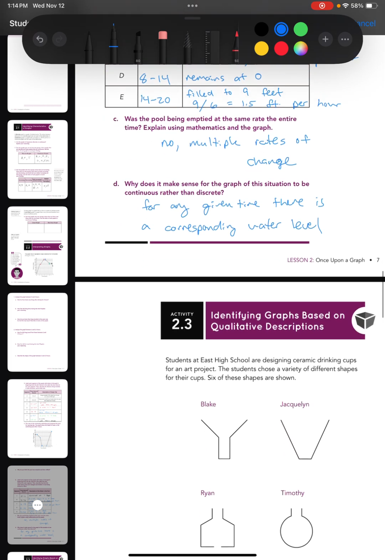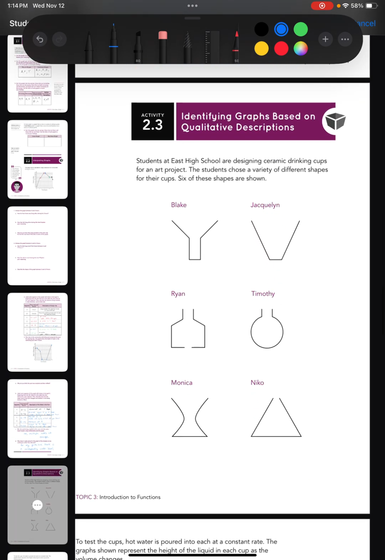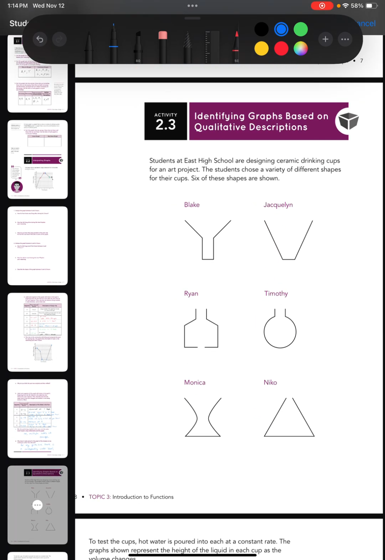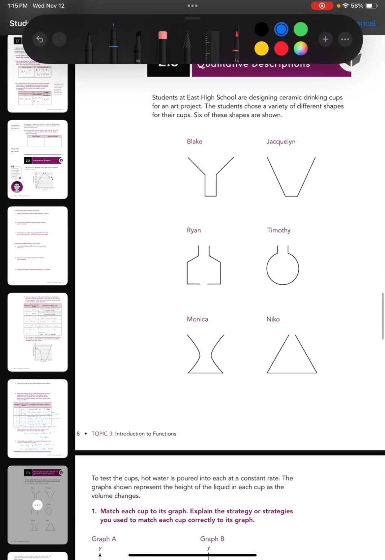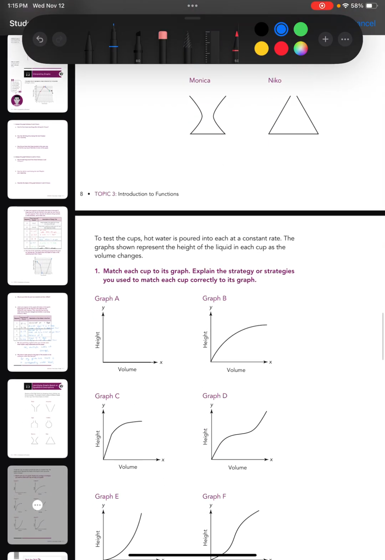All right, from there, this is a little bit of a challenge here. I think it'd be a good time to pause it and see what you can come up with as far as you're going to take these situations. It says students at East High School are designing ceramic drinking cups for their art project. The students chose a variety of shapes for their cups. So they gave us these 6 shapes, and then on the next page, it says to test the cups, hot water is poured in each at a constant rate. The graph shown represents the height of the liquid in each of the cups. So the height of the liquid is going to change based off the shape of those cups.